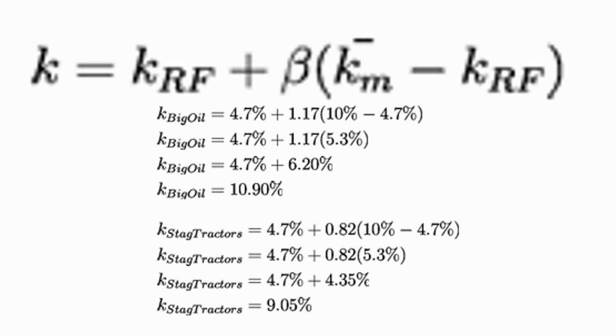From the previous examples, the expected return for big oil was 9%, and the expected return for stacked tractors was 13%. For big oil, the expected return of 9% is less than the required return of 10.9%, meaning that we will not on average earn enough to compensate us for the risk. Therefore, we should not buy big oil, assuming we do not already own it, or we should sell big oil, assuming we do already own it.